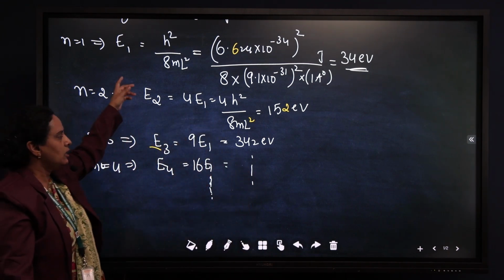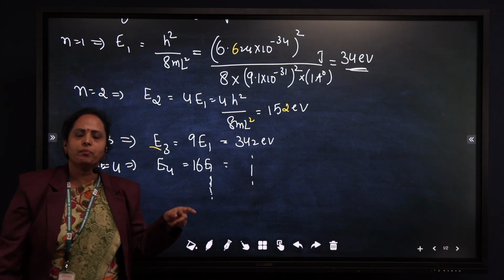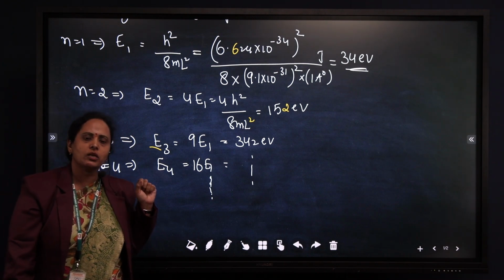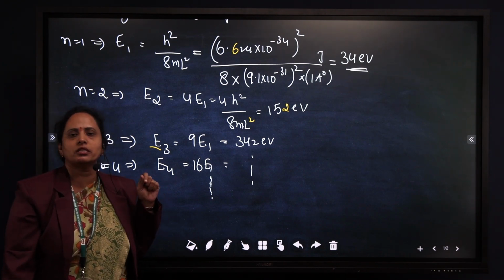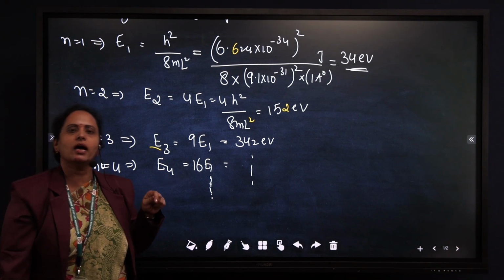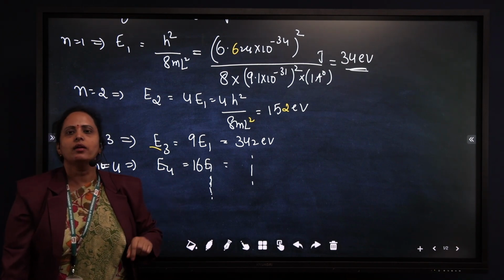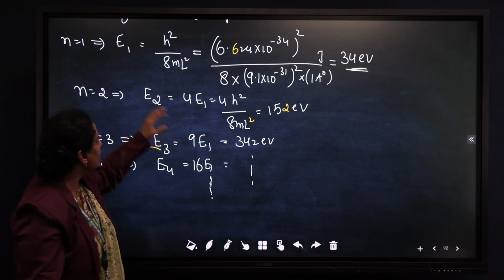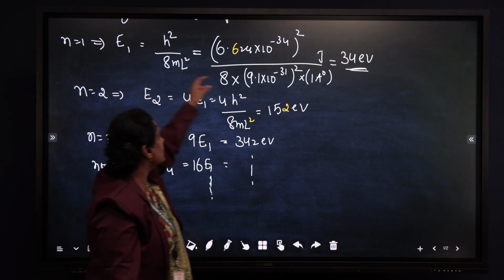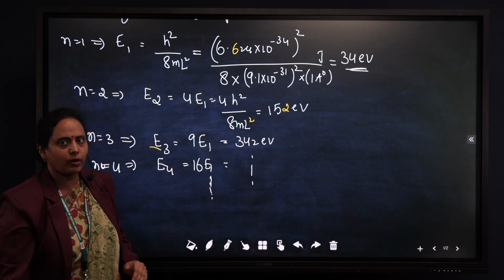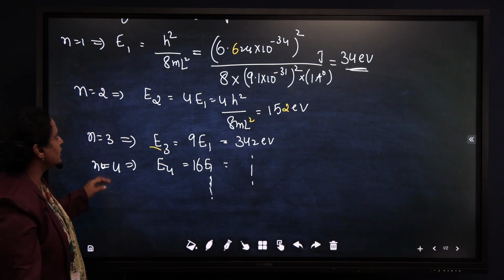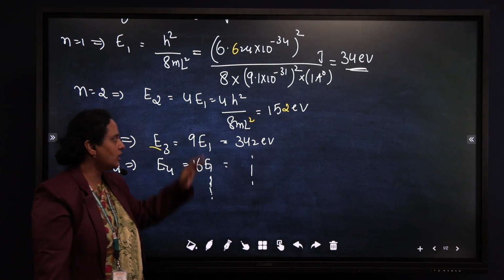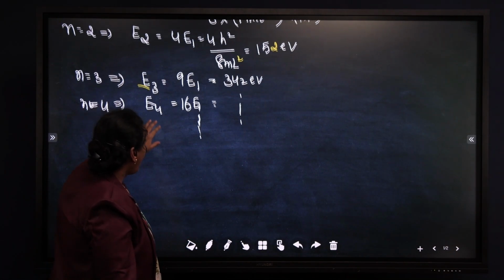So this shows that the energy of a particle moving in a one dimensional potential box is quantized. Classical mechanics tells us that energy is released continuously, but quantum mechanics says that energy is not continuous but rather quantized. That is, the energy of a particle is released in quanta. In the first quantum it is 34 eV, in E2 it is 152 eV, and in E3 it is 342 eV and so on.